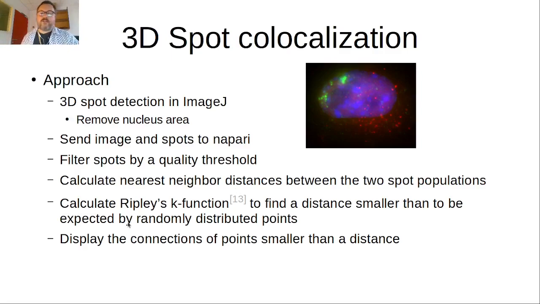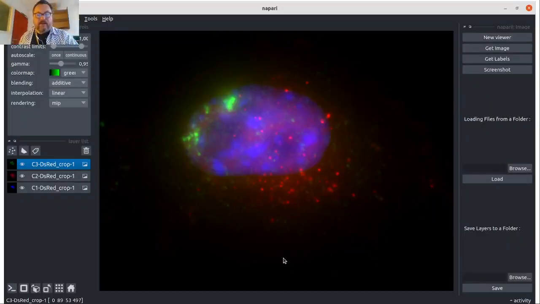We also calculate Ripley's K function to have a point of comparison of what we would expect from random distributions. Yeah, and then we display the connections of points with a minimum distance that we can configure. So here is how it looks like. We have the image in Napari. Note that we have it as 3 layers, one for each channel.